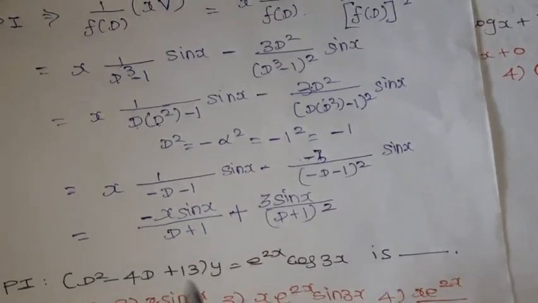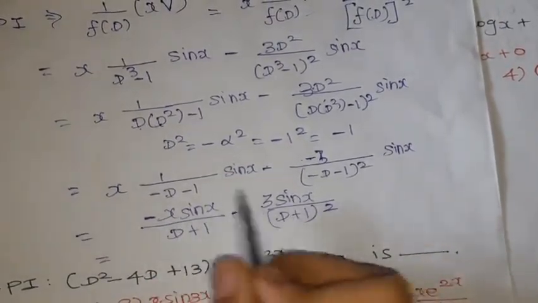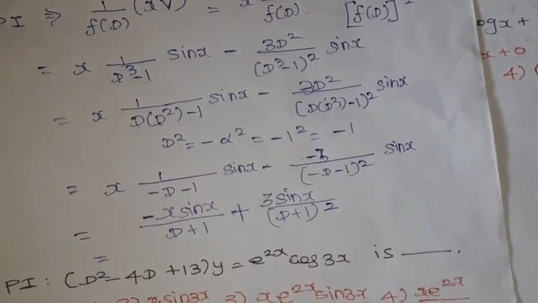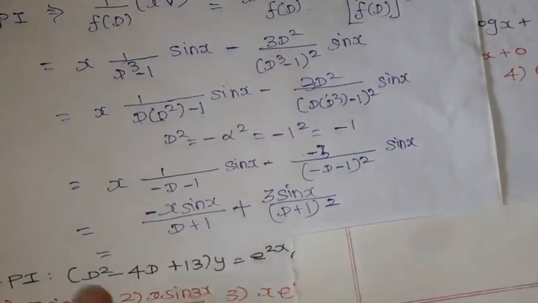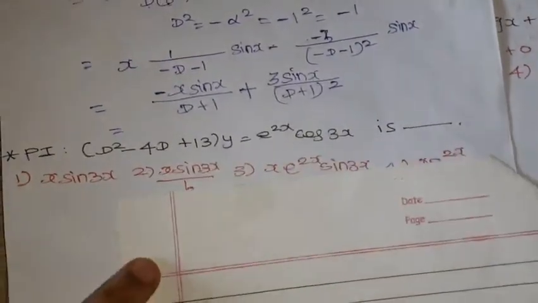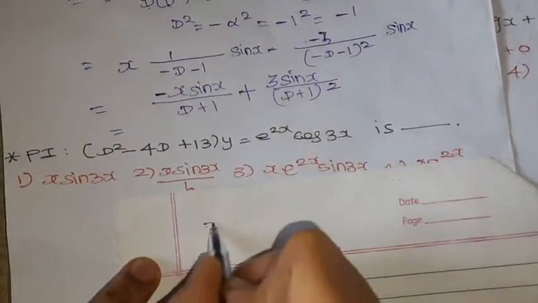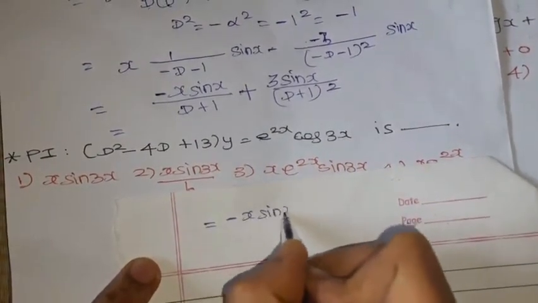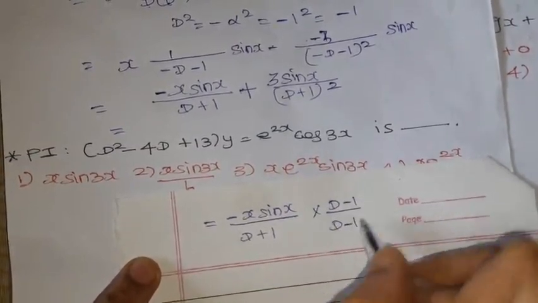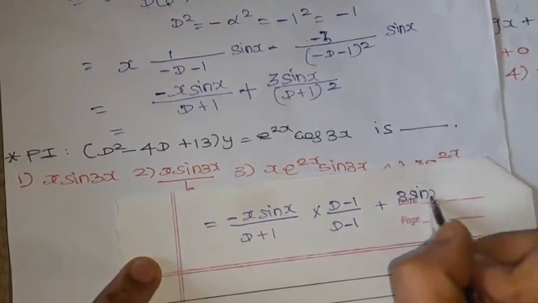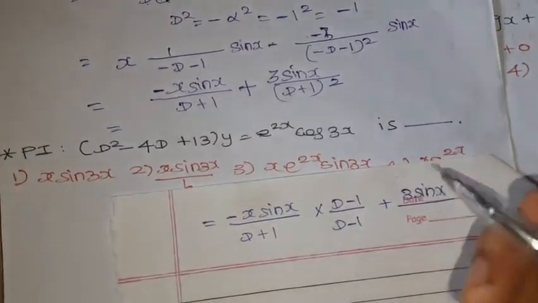Okay, now what is the next step? The page is insufficient, so we will take some other paper to solve this. So minus x sin x divided by d plus 1, multiplied by the conjugate d minus 1, in the numerator and denominator as well.